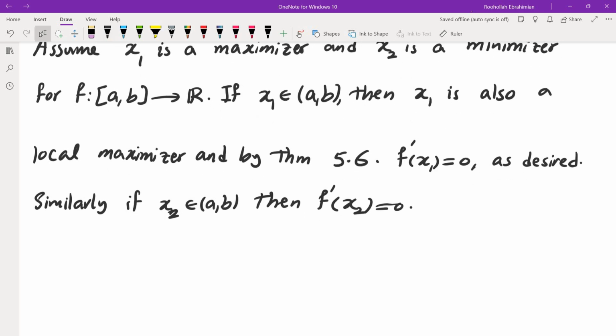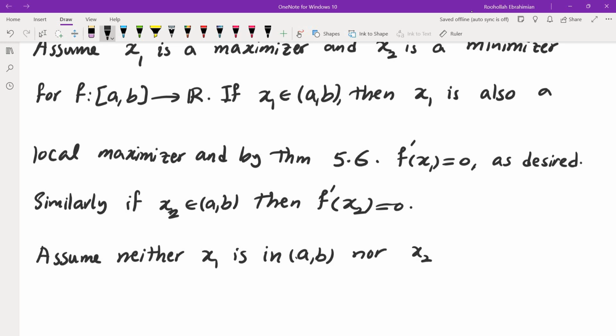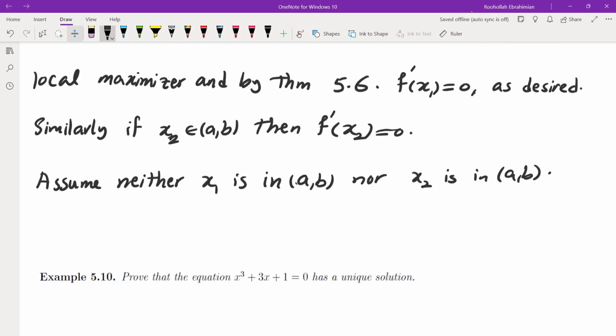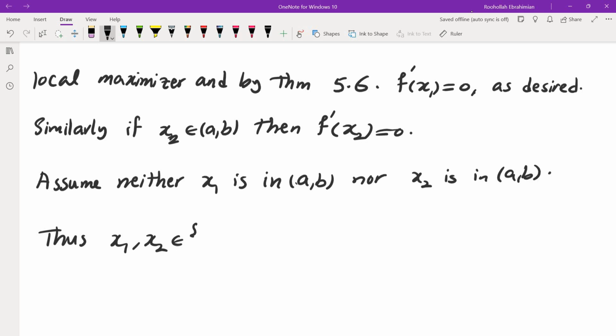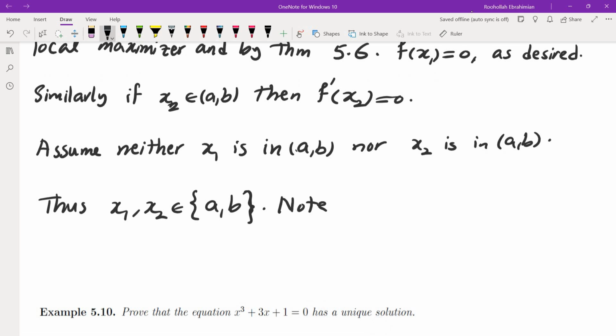Now, assume neither of these two happens. Assume neither x1 is in AB nor x2 is in AB. So it means the maximum and minimum happen at the endpoints. Thus, x1 and x2 are both endpoints. Note that the endpoints have the same value. F of A and f of B are the same.